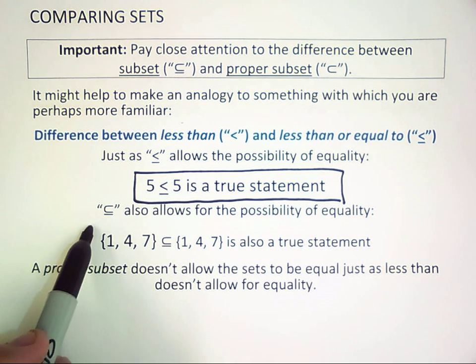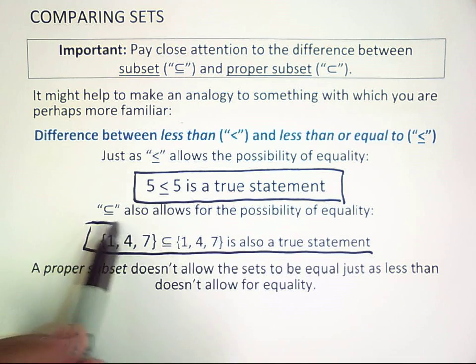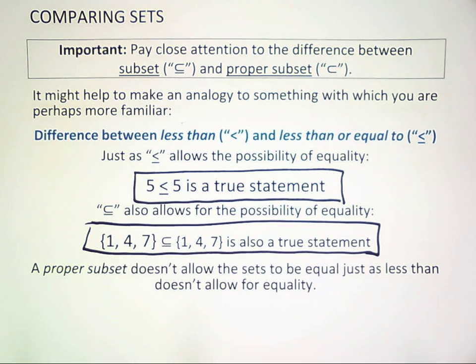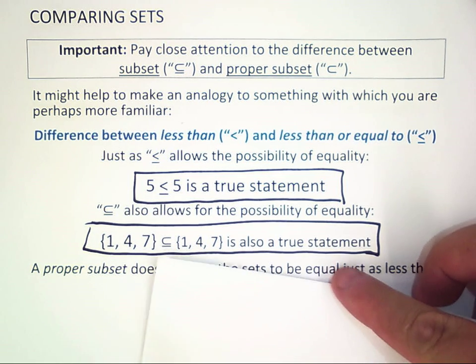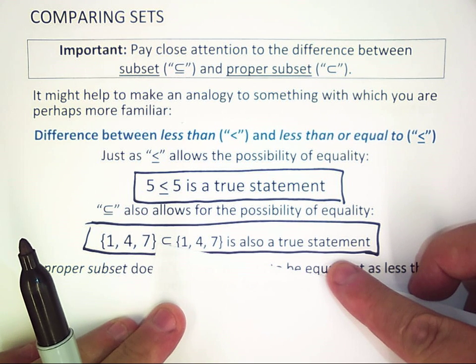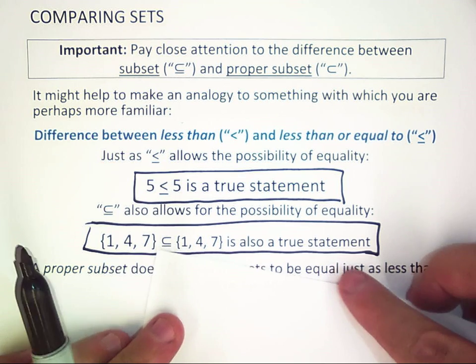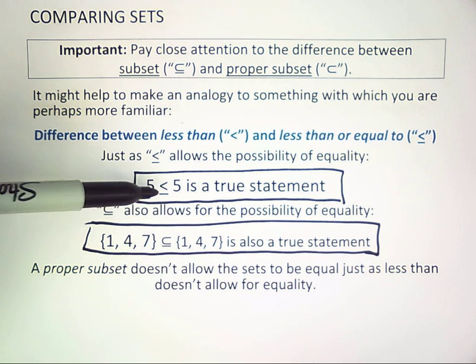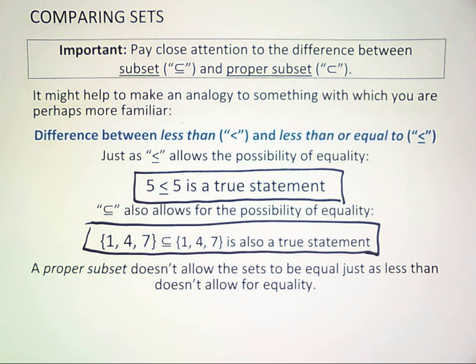So in the same sense, if you're working with sets and subsets, I can say the set containing 1, 4, and 7 is a subset of the set containing 1, 4, and 7 because of that possibility of equality represented by the horizontal line. Again, if I take out the horizontal line, that becomes a false statement. The set containing 1, 4, and 7 is not a proper subset of the set containing 1, 4, and 7. So the difference there, to me, is analogous to the idea of less than versus less than or equal to. Maybe that'll help.